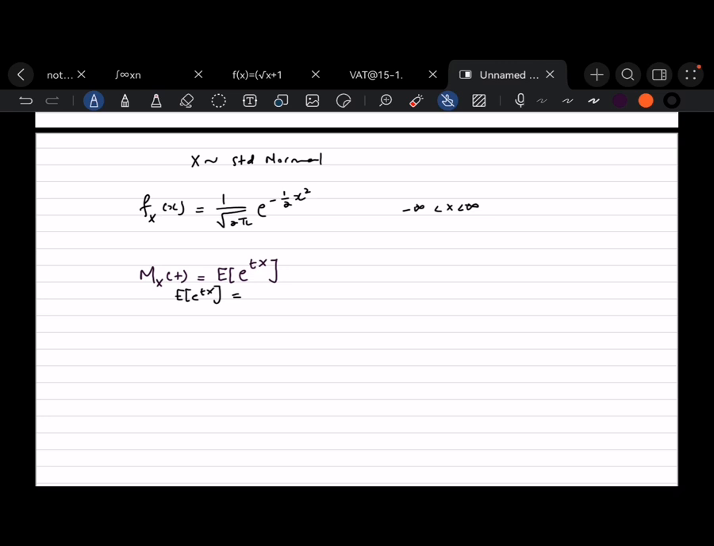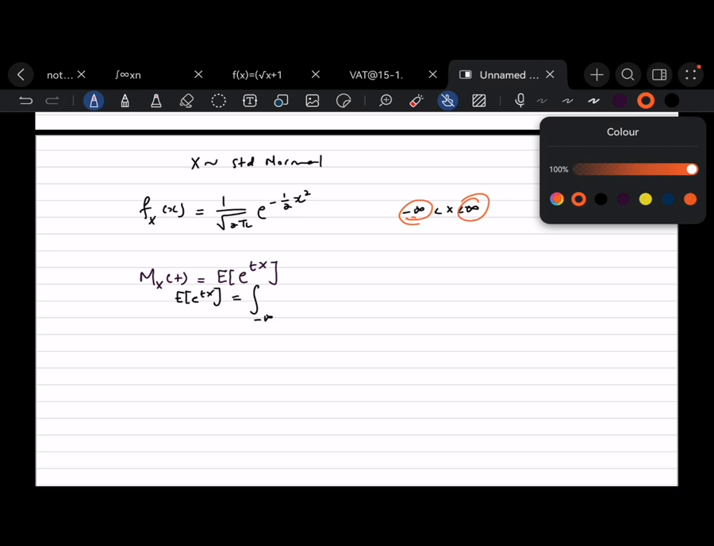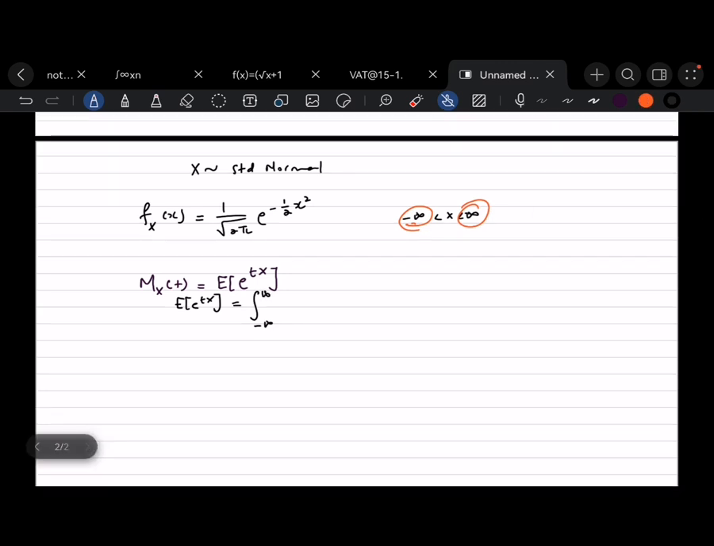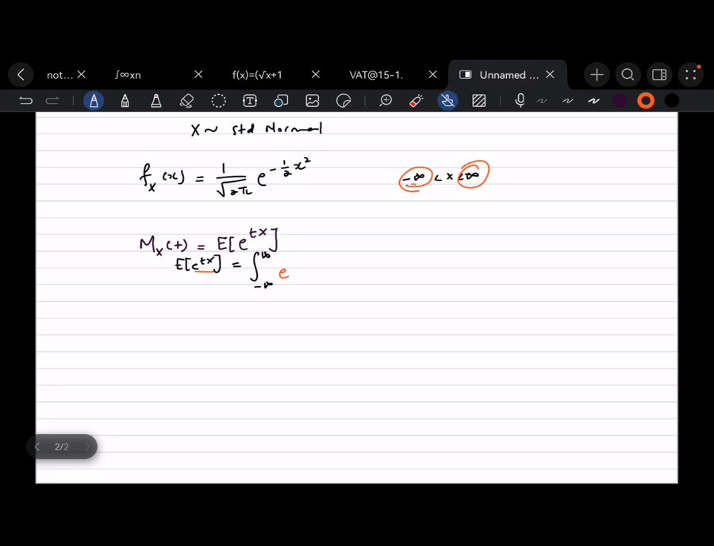The expectation is just going to be the integral, because we're dealing with the standard normal, a continuous distribution. So integrate over the support, from negative infinity to positive infinity. Then you integrate, because you want to find the expectation of e to the tx, so you must have this e to the tx times your density function f of x. Then you are integrating with respect to x, so the variable is dx.